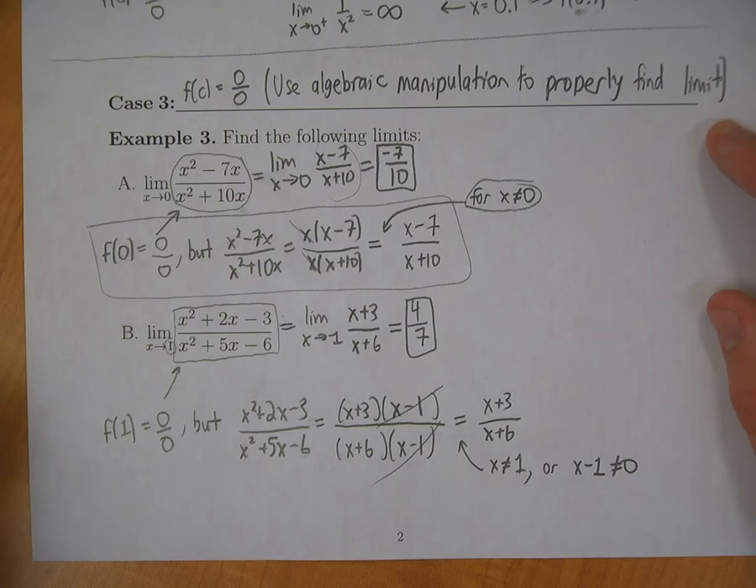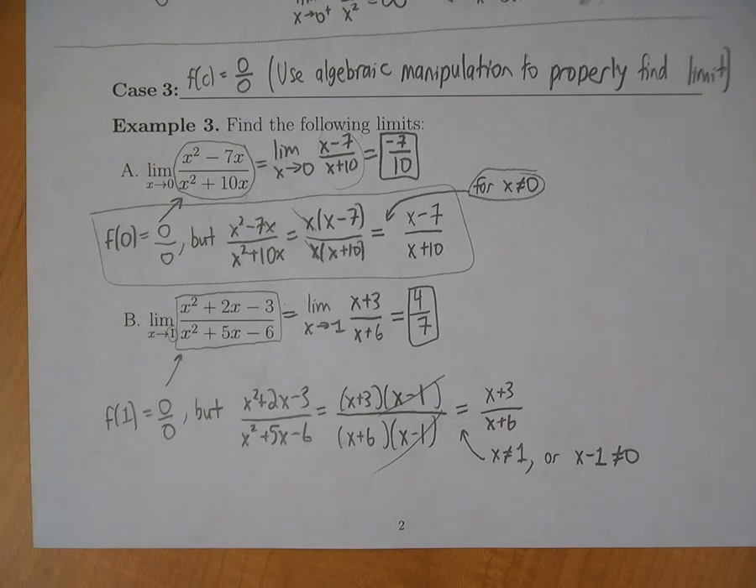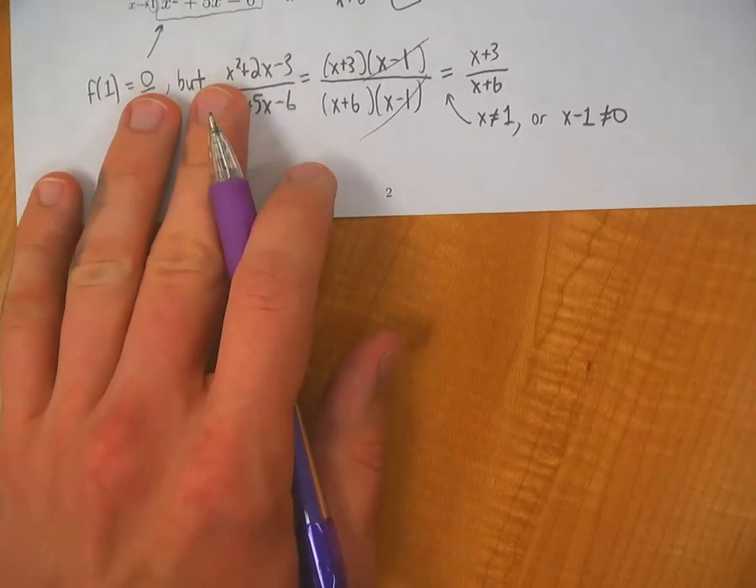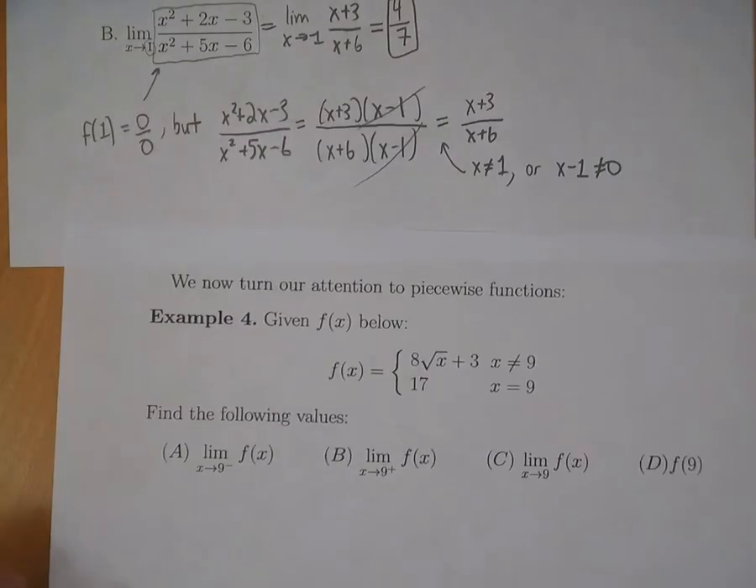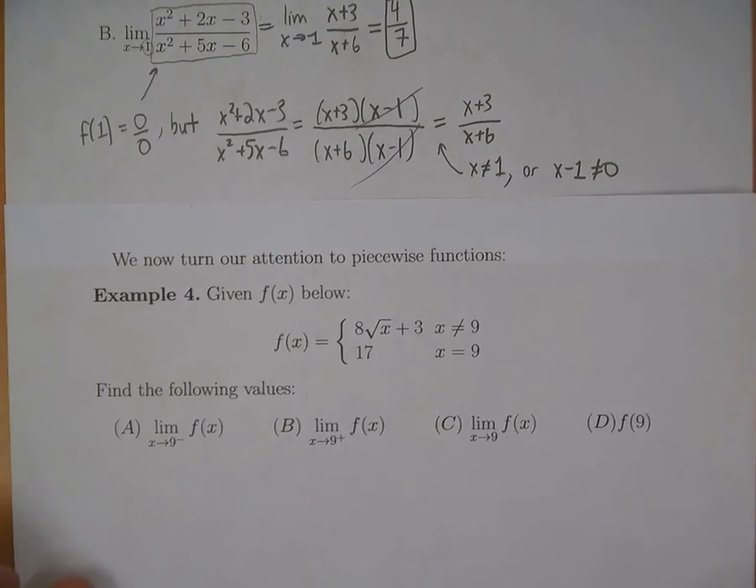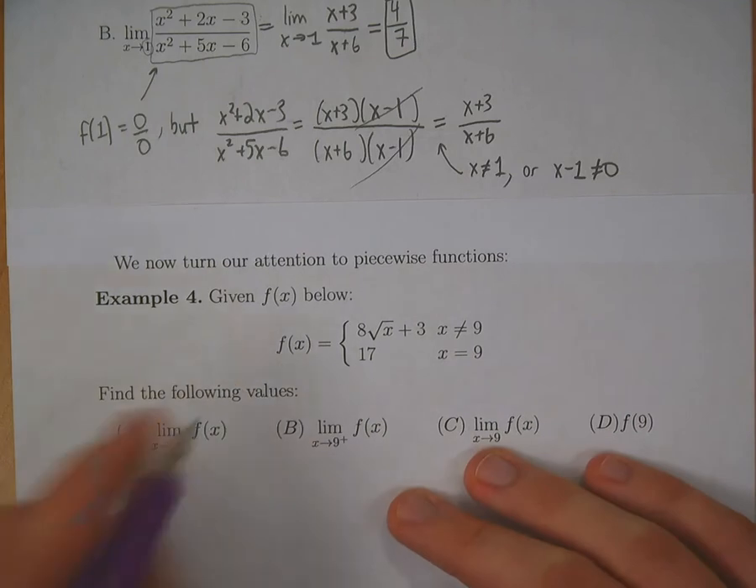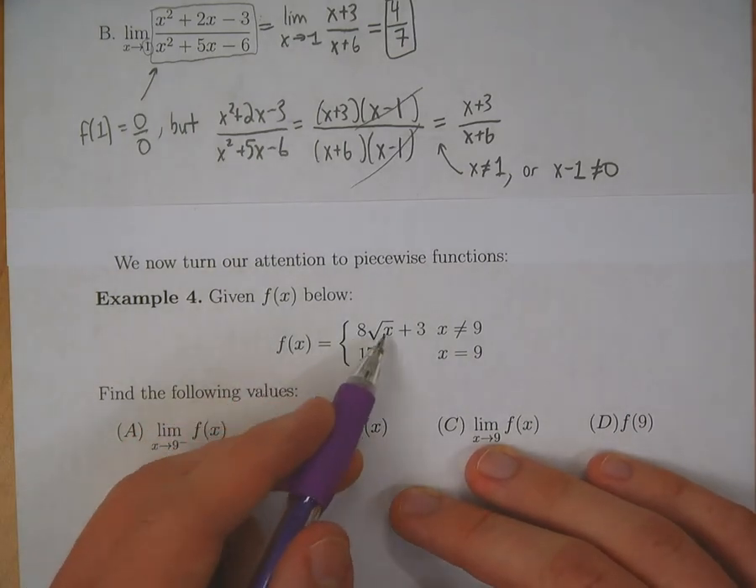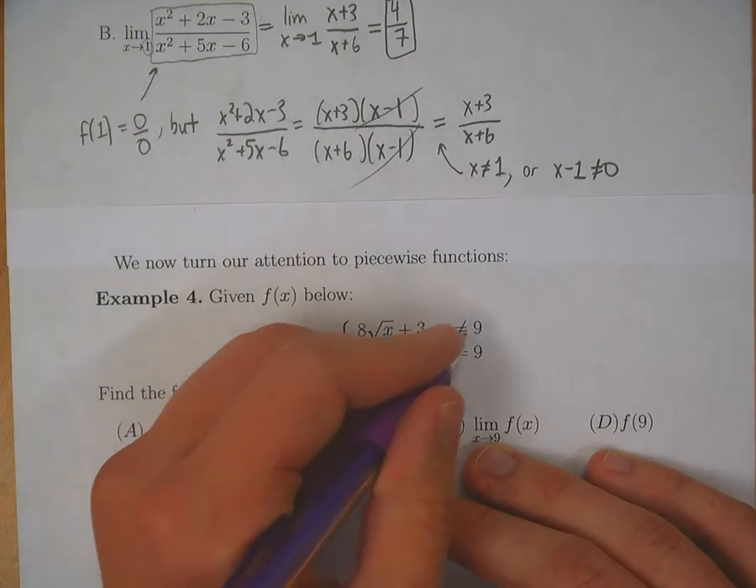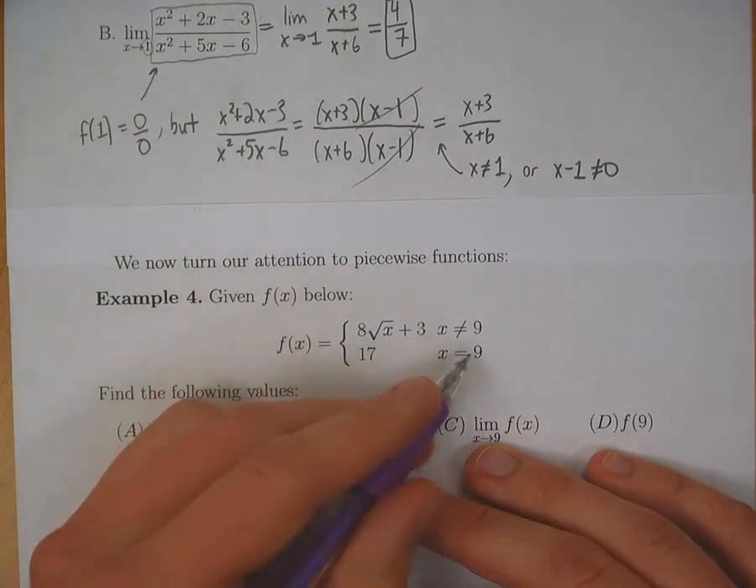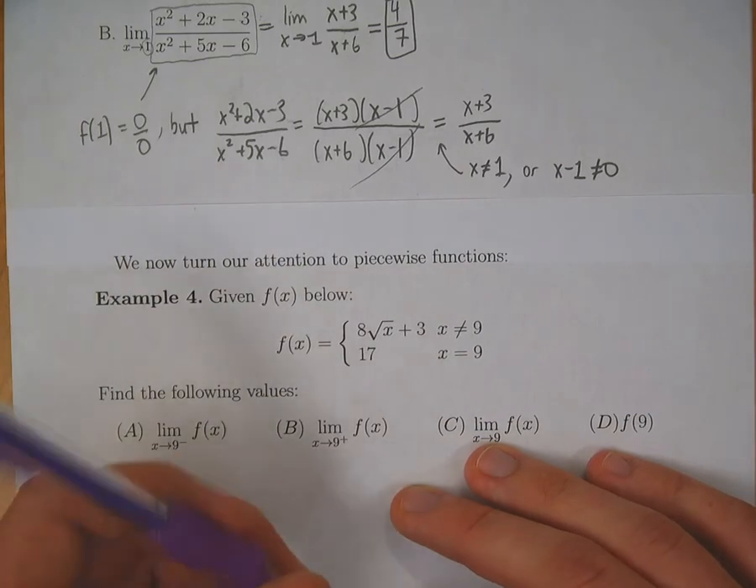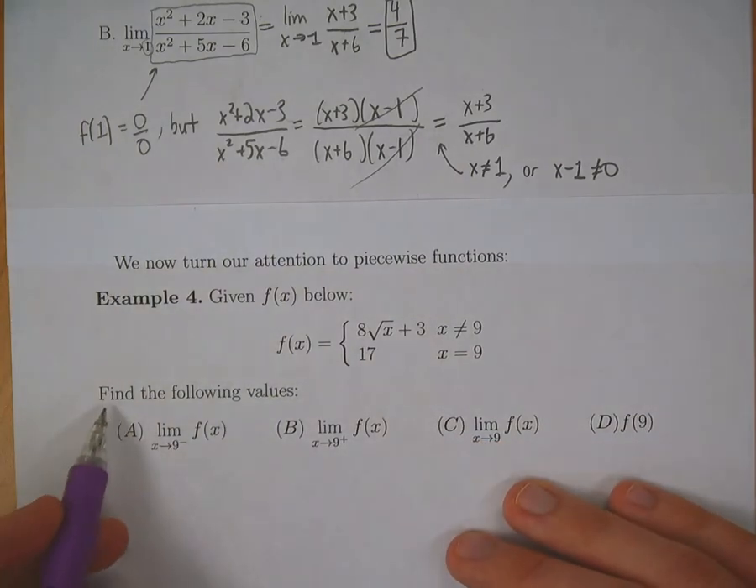So any questions on example 3? All right. So that's all I really wanted to say on the non-piecewise functions. Now let's turn our attention to piecewise functions. Let's do this. Suppose we are given f of x below. So we have f of x equals 8 times the square root of x plus 3, provided x is not equal to 9. And if x equals 9, then we simply have 17. So using this, let's find the following values.